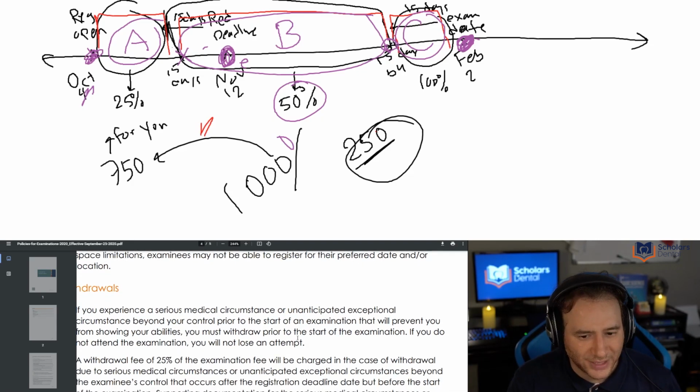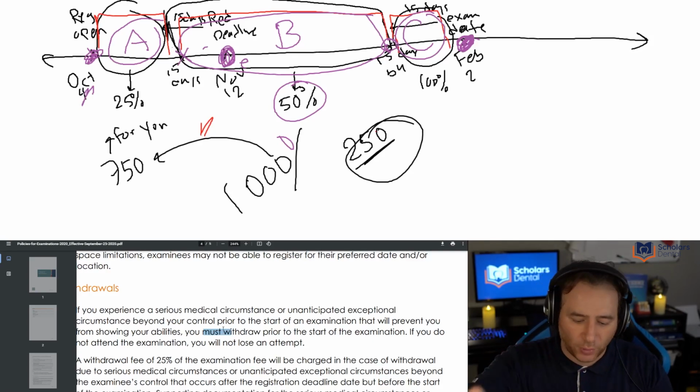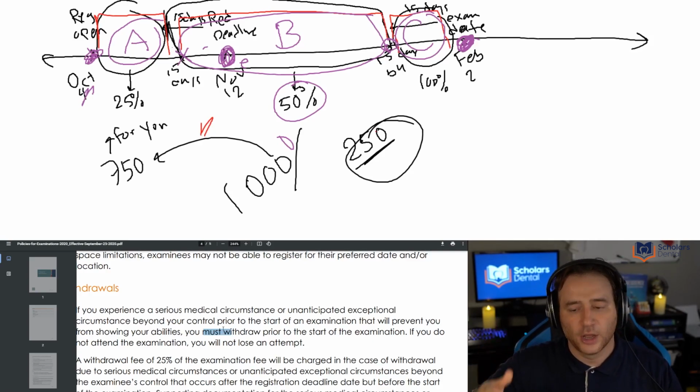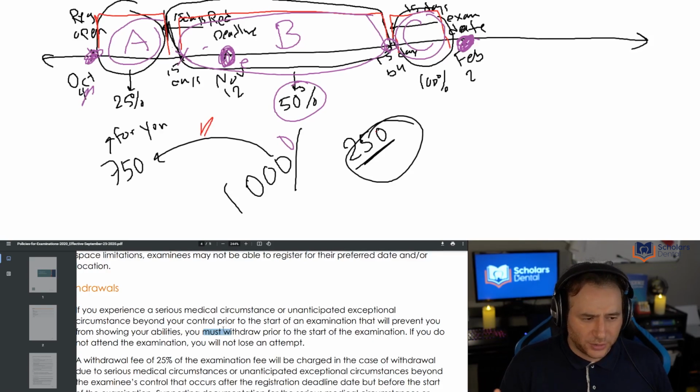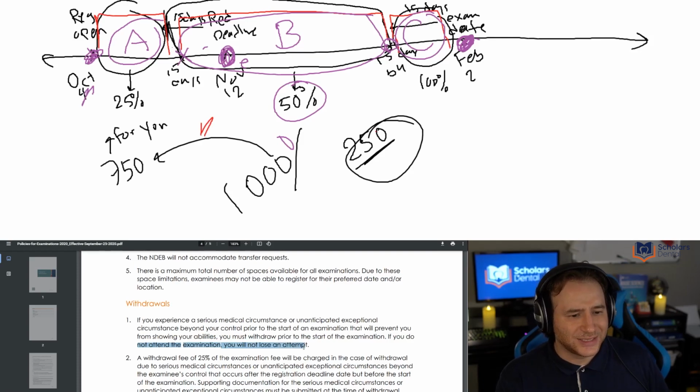So why are they saying must, right? You're losing 100% of your money anyway at this stage. If it's before the start of your exam, let's say it's one day before your exam, if you withdraw or you don't, it's the same outcome. You're still just losing the money. So I'm trying to understand, why are they saying you must withdraw prior to the start of the examination? If you do not attend the exam, you will not lose an attempt. Is that conditional?